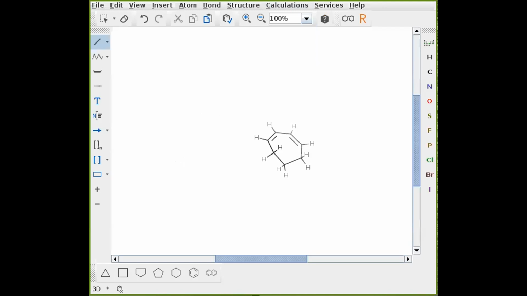lowest energy conformation. I want you to think back to our second lecture or so, when we looked at the potential energy surface. If I were to optimize this, yes, it would go to a minimum, but would that be a local minimum or would it be the global minimum?